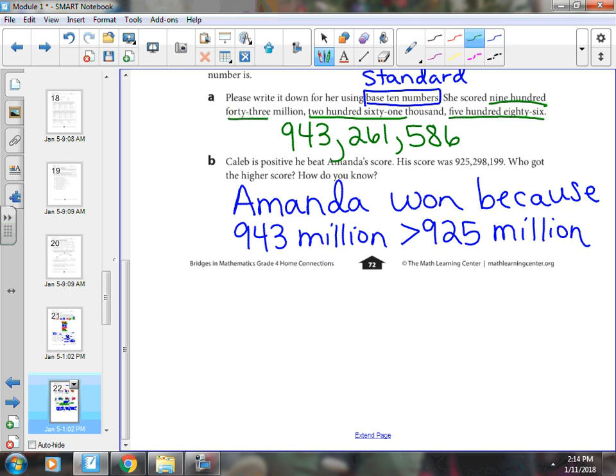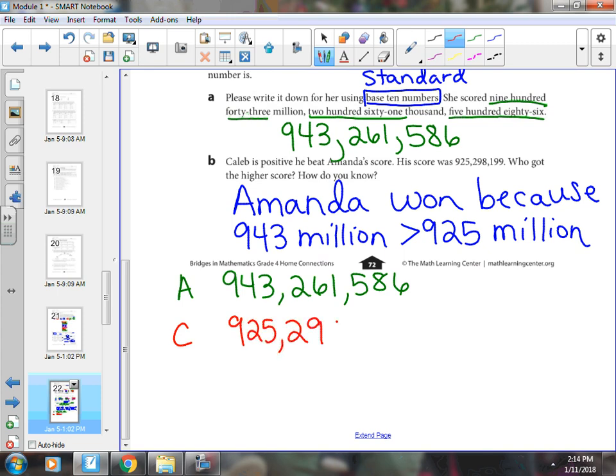You could also write down both numbers. There's Amanda's. And here's Caleb's. You can tell that they both go up to the 100 millions place. Let's see. 9 and 9, that's the same. 4 and 2, there's where the difference happens, right? 4 is bigger than 2. So you could look digit by digit as well to tell that Amanda won.